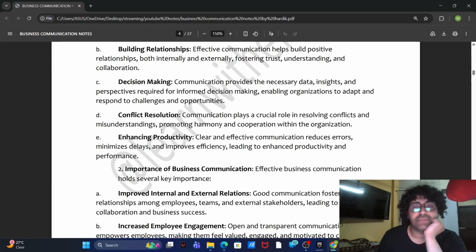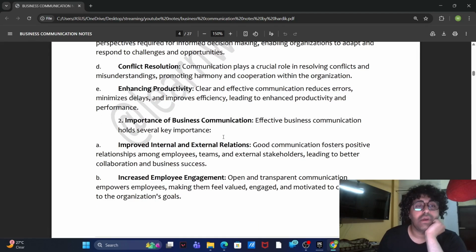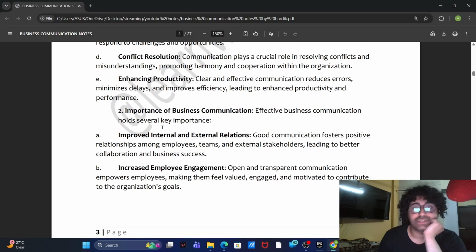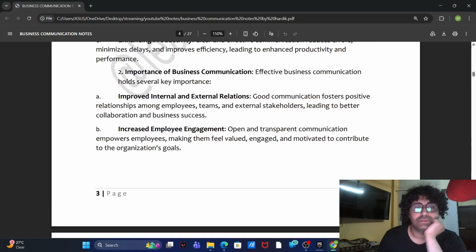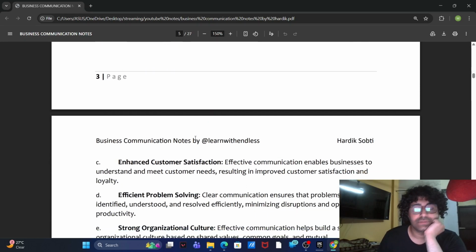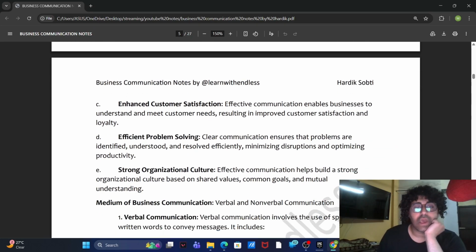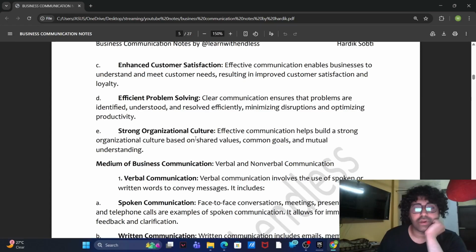Conflict resolution. Communication plays a crucial role in resolving conflicts and misunderstandings, promoting harmony and cooperation within the organization. Enhancing productivity. Clear and effective communication reduces errors, minimizes delays, and improves efficiency, leading to enhanced productivity and performance. Importance of business communication. Effective business communication holds several key importance: improved internal and external relations, increased employee engagement, enhanced customer satisfaction, efficient problem solving, strong organizational culture.